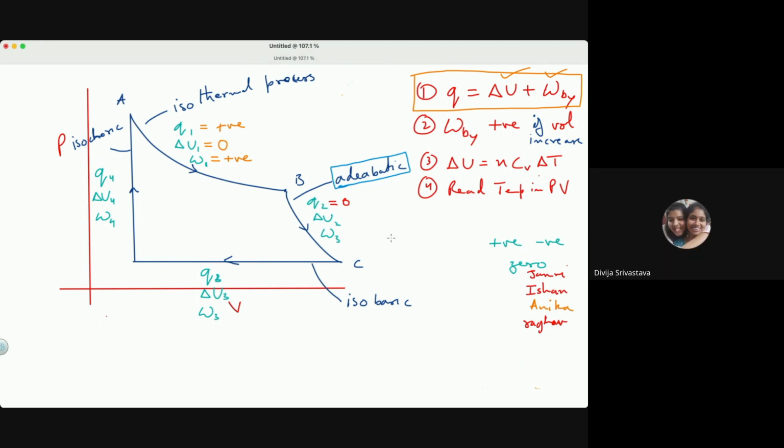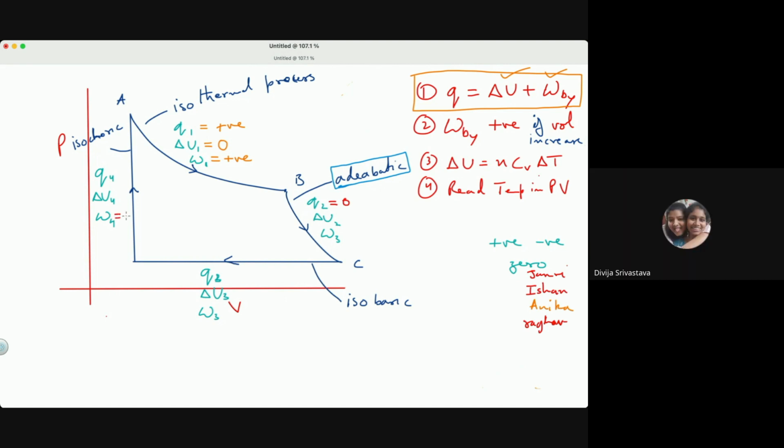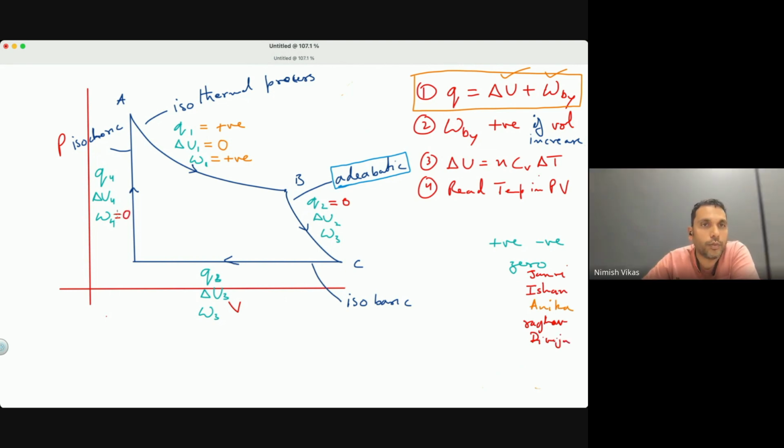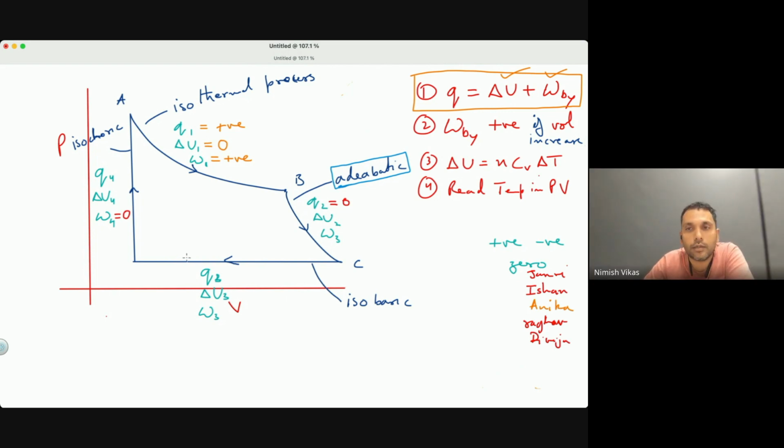So I was going to say W4 is equal to 0. W4 is equal to 0. Okay, who are you? Sir, Divija. Okay. W4 is equal to 0 because volume is not changing. Everybody agrees? Okay, next one.